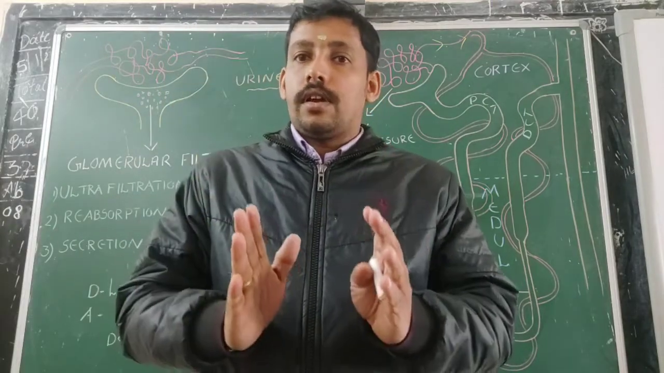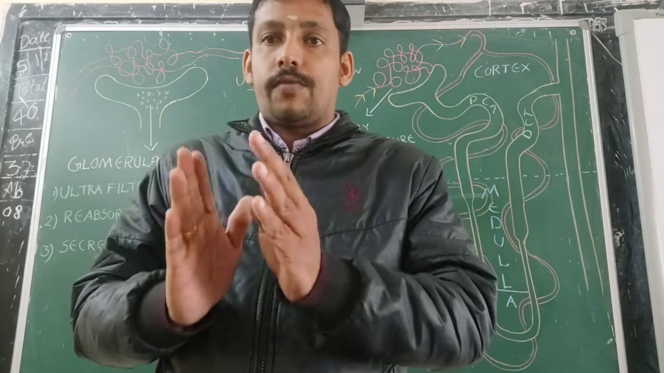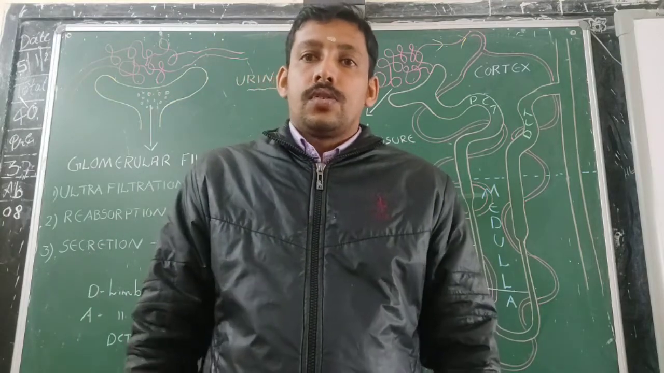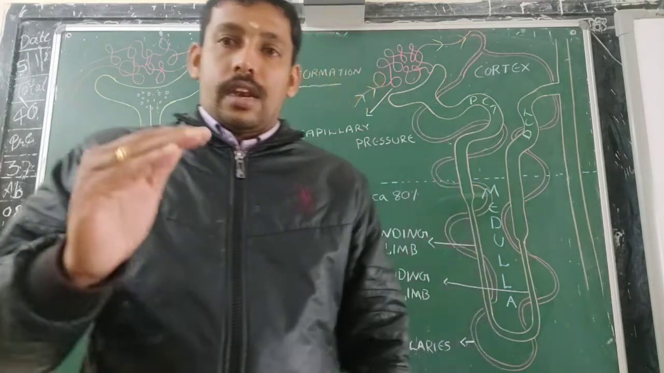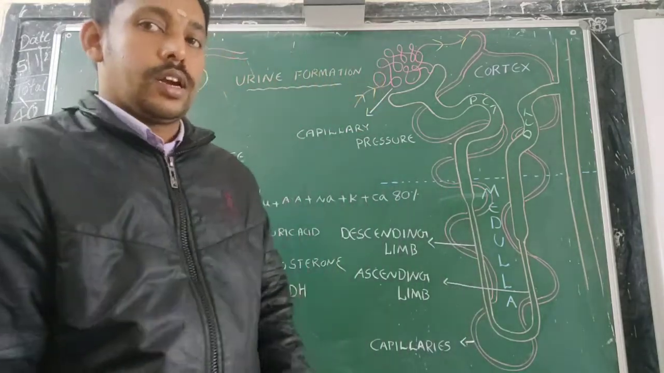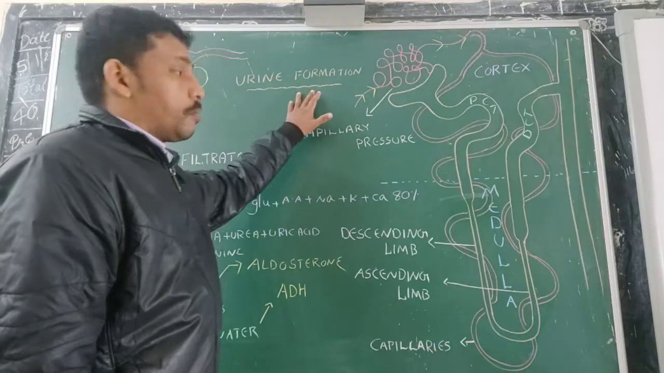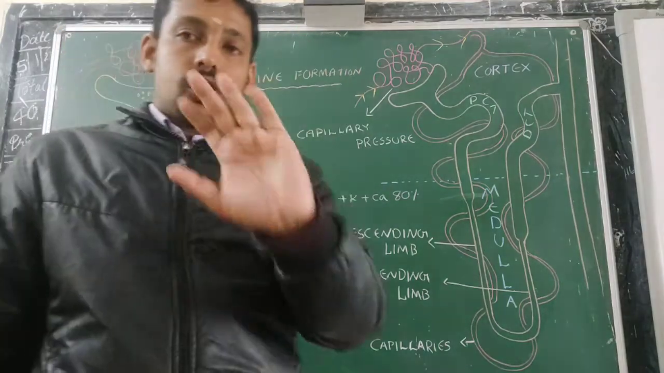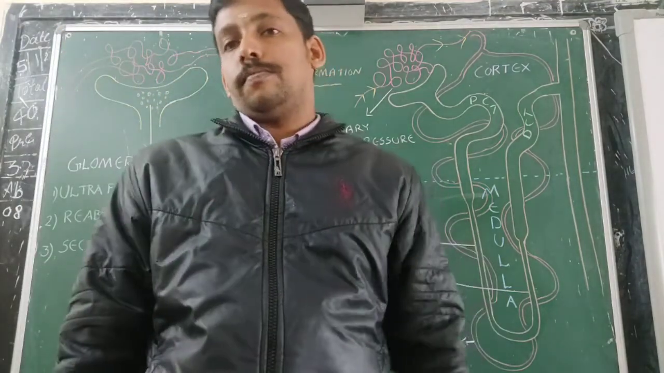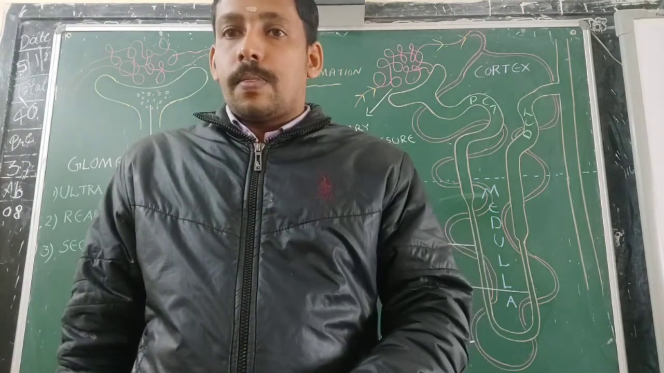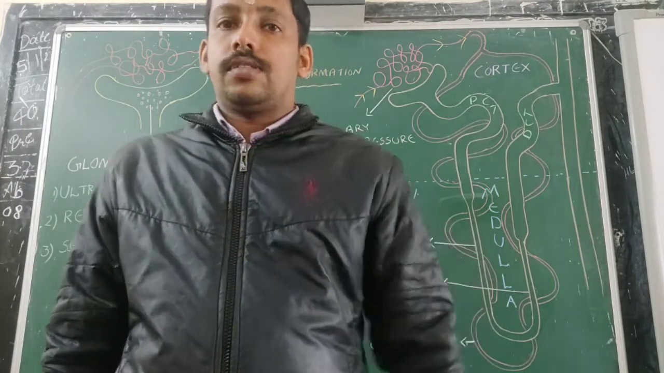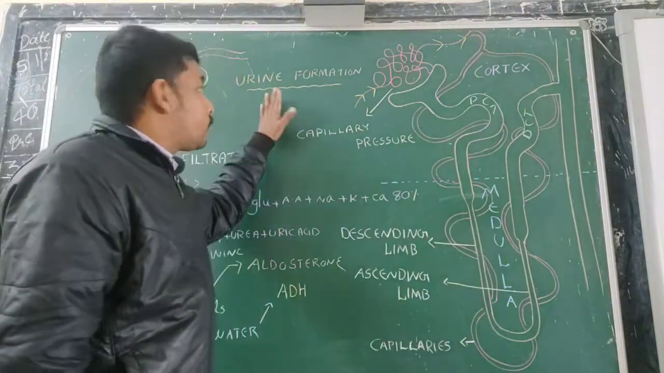In the last class we discussed the structure of the kidney and the structure of the nephron. In this section we are going to study the next portion, that is urine formation. So far we have discussed the structure of the kidney as well as the nephron. By using these nephrons, they are doing their main function, that is urine formation.